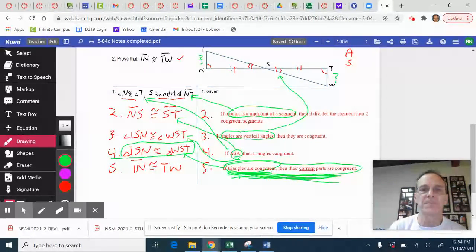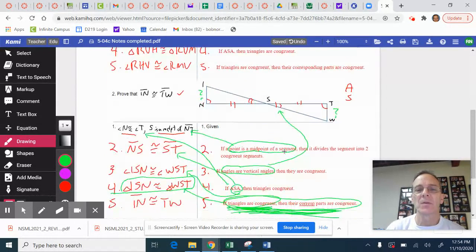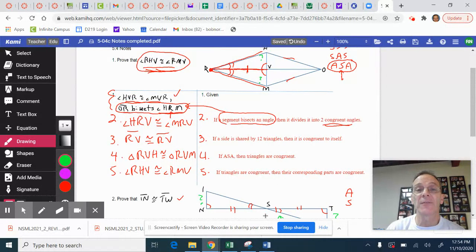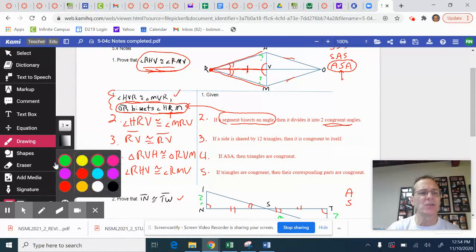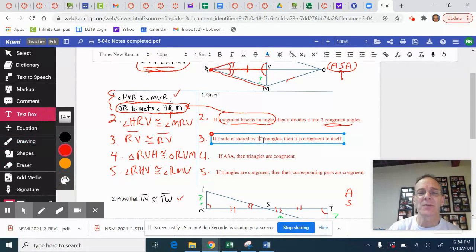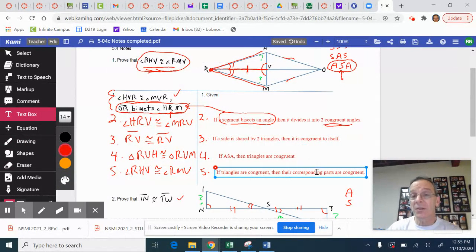All right. So that's it. So don't forget about vertical angles. Don't forget about a side being shared by 2. Oh, that said 12 triangles. Wow, that's a mistake. It's not being shared by 12 triangles. I didn't notice that when I typed it. It's being shared by 2. You will continue to need those 2 reasons. Those are the last 2 new reasons that we've learned about, and you'll continue to need them in most of the homework problems tonight. Not all of them, but most of them.